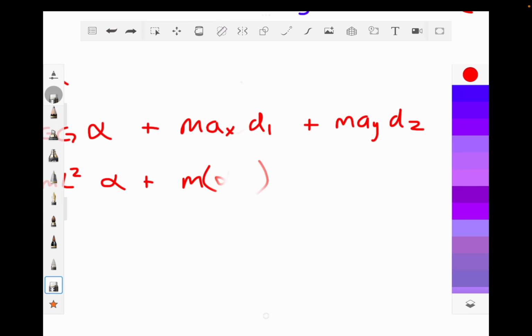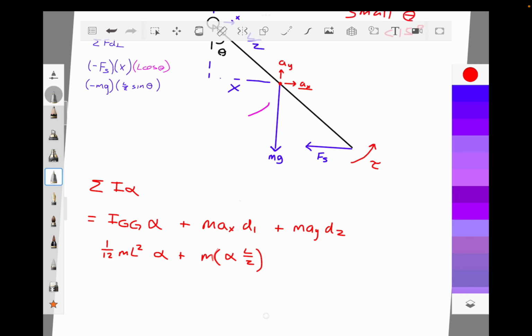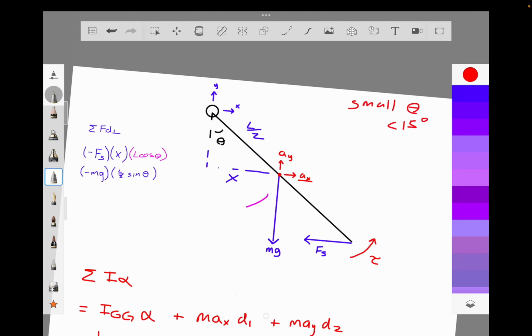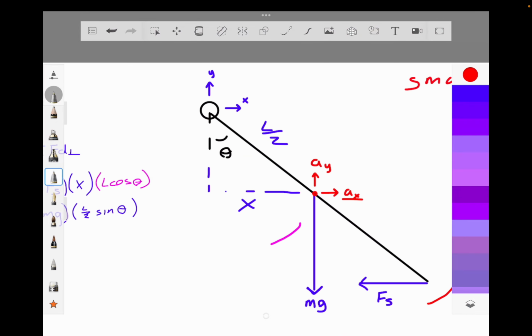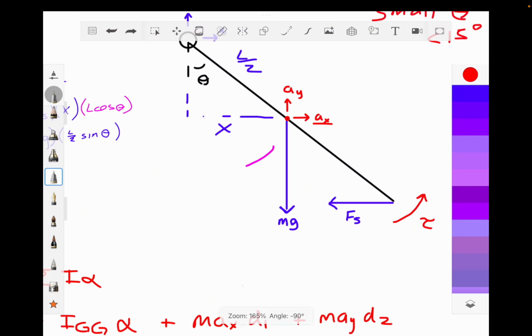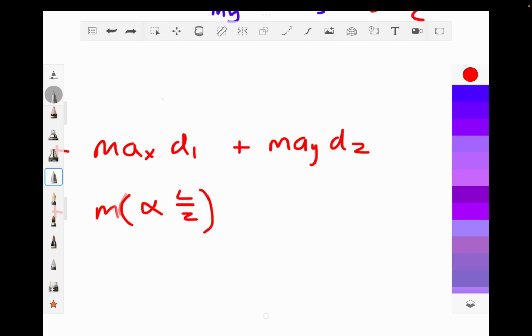So let me get rid of R. So alpha L over 2. And then D1 is going to be the perpendicular force, or this column right here, which is going to be L over 2 cosine theta.